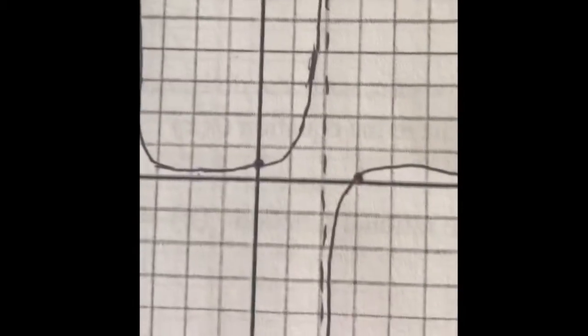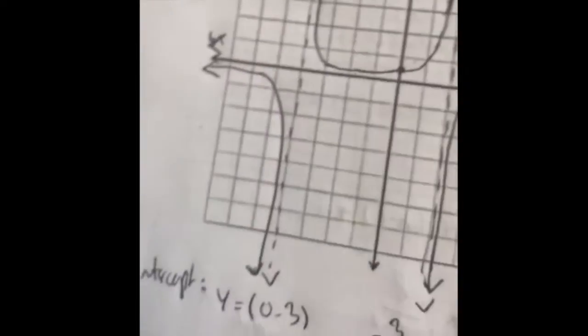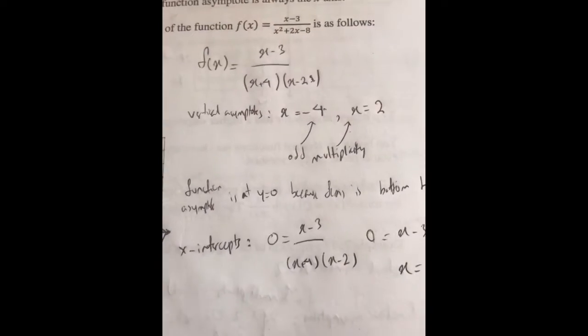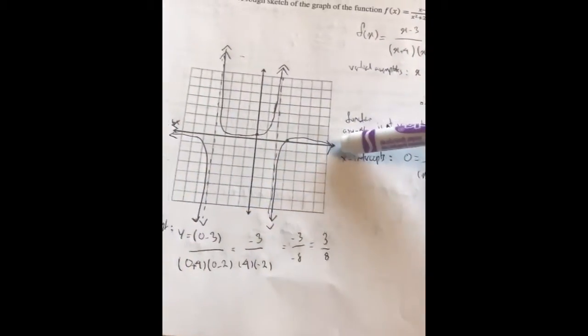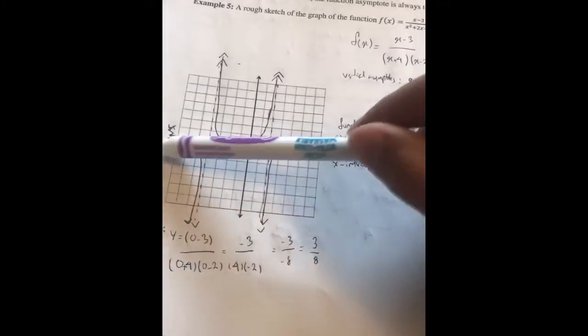So right now, because at x minus 4 and at x minus 2 it's odd multiplicity, you can see that at x equals 2, the graph is going up and down in different directions, and the same on the other side. Another key point we need in order to draw a graph of this function is the function asymptote. And as we went over, because it is bottom heavy, the function asymptote will be at y equals 0. So right here, we have our vertical asymptotes and a horizontal one right here.